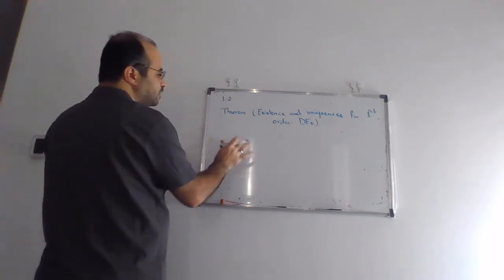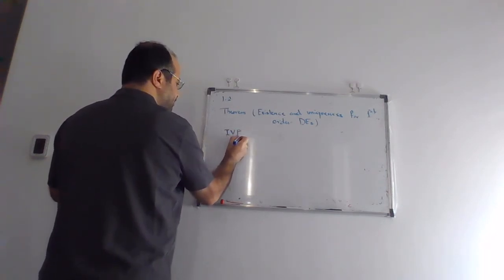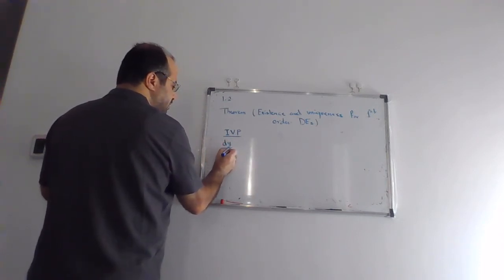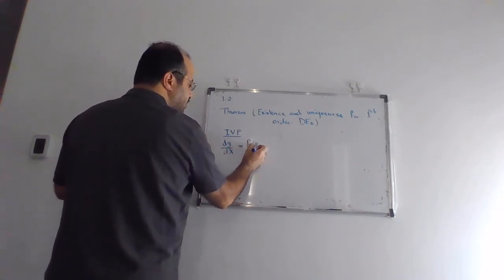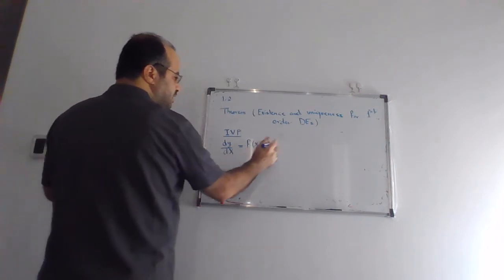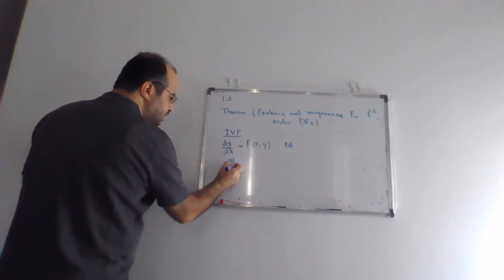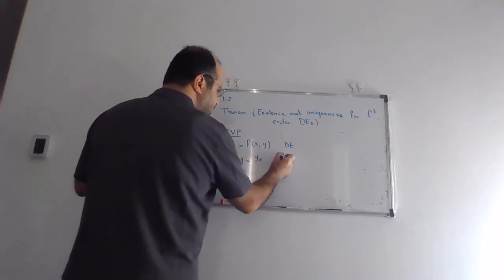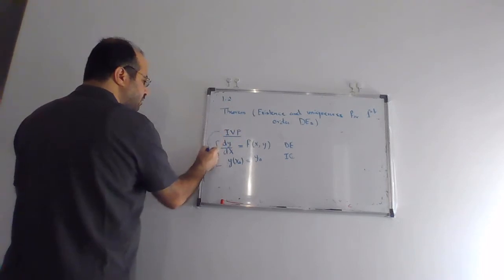It says if you start with an initial value problem, suppose that you have an initial value problem. This initial value problem is just a differential equation, dy over dx equal f of x and y. So this is a differential equation, right? And you need an initial condition here, y of x0 equal y0. Yeah, this is the initial condition. So together, we call them an initial value problem.